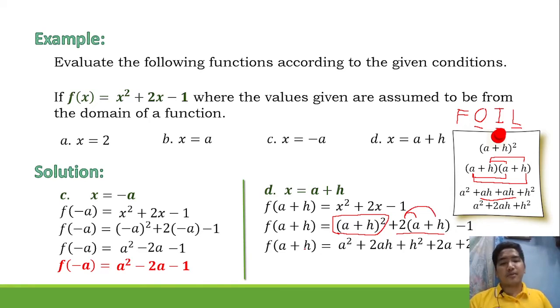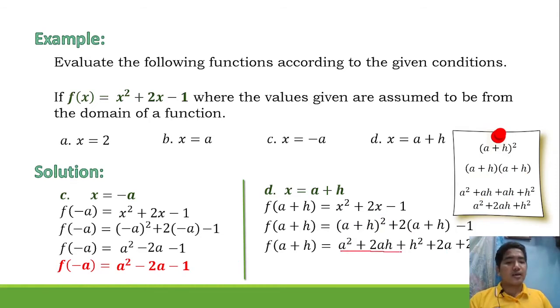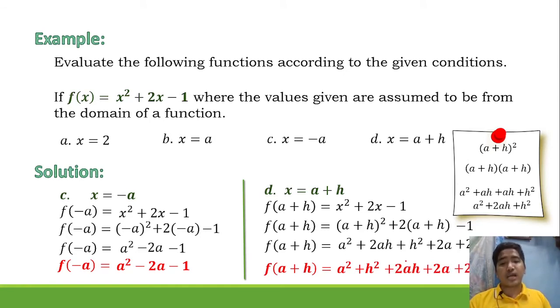Next. So, meron pa ba tayong combine like terms dyan in that case? Wala na. Okay? So, as you can see, wala na magkaparehas na terms. Okay? So, ang gagawin na lang natin is i-arrange siya. Okay? Dapat mas mauuna lagi yung mga may higher exponent. Okay? So, we have a squared plus h squared plus 2ah plus 2a plus 2h minus 1. So, that will be our final answer. Okay? So, let's have another example here.